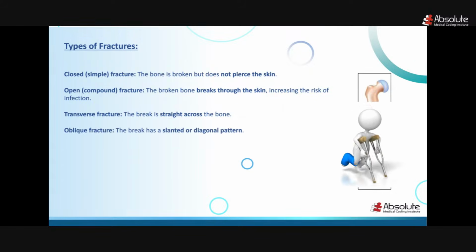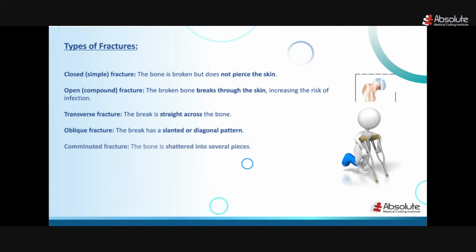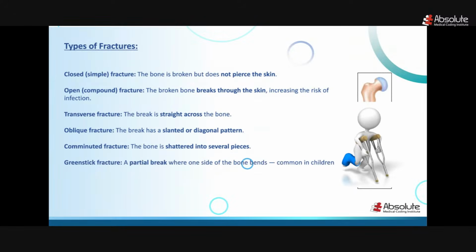Next, there is an oblique fracture, where the break is slanted or diagonal, not a straight cross. And then comes a comminuted fracture. Here, the bone is shattered into several pieces, and this makes it more complex to treat. We also have a greenstick fracture, where only one side of the bone breaks while the other side bends. This is more commonly seen in children.